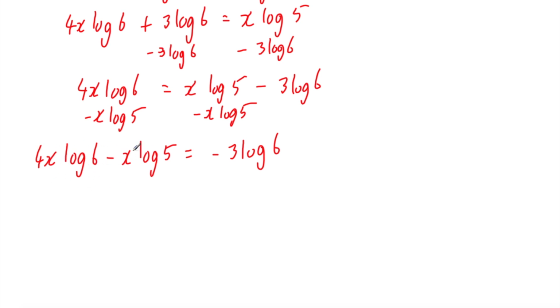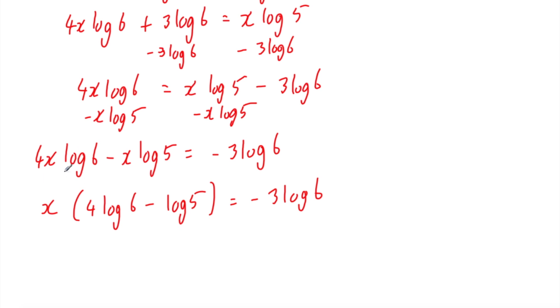So I'm going to factorize this left-hand side. I'm going to take the x out. So if I take the x out on this left-hand side, I'd have x and then in brackets, taking the x out of both of those terms, 4 log 6, and then subtract, and taking the x out here, log 5, and then close brackets, and that's equal to minus 3 log 6. So just factorize this left-hand side.